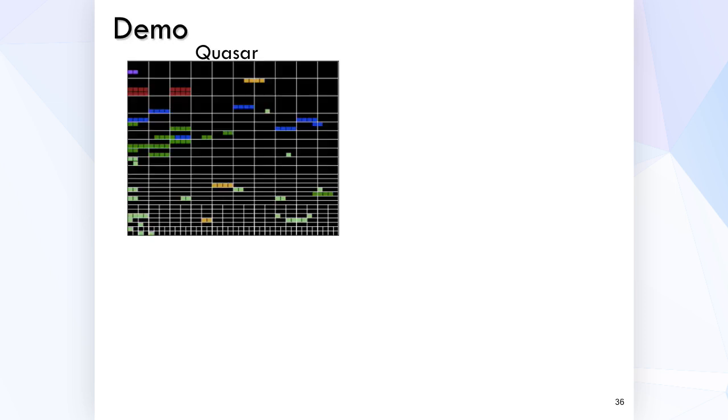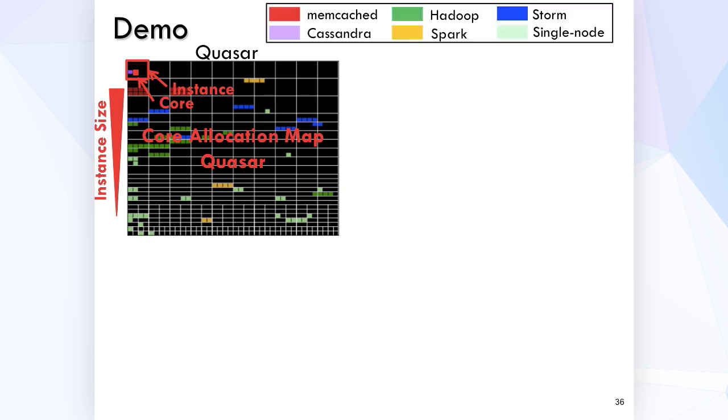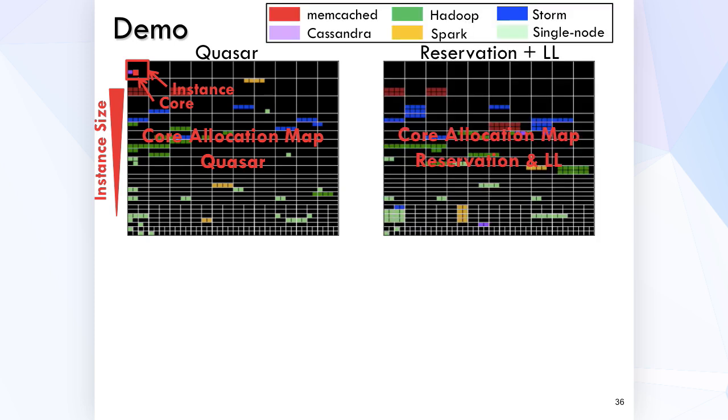Okay, so let's go back into the scenario that I showed before. So I'm going to play a little demo to see how this system works. So let me first explain what the different graphs are. Okay, so this is the core allocation map for Quasar, which is the performance-centric system. So each large square is an instance. Each small square inside the instance is a core. And instances are ordered from small to extra large. Different colors correspond to different applications.